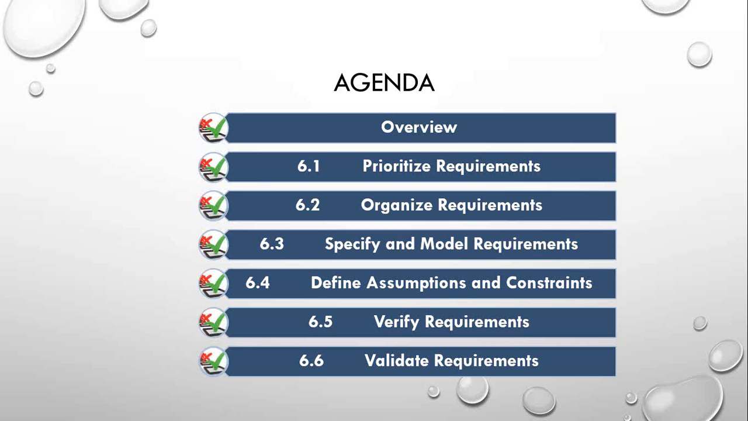Assumptions and constraints. We need to define them, because we are talking about the business requirement, and whenever we talk about a requirement, we need to see all the hidden factors, which could be someone's assumption or your own assumption or constraint. Once we do all these things, it's time to verify the requirement and then validate the requirement. So these are the different aspects of requirement analysis which we are going to talk about.